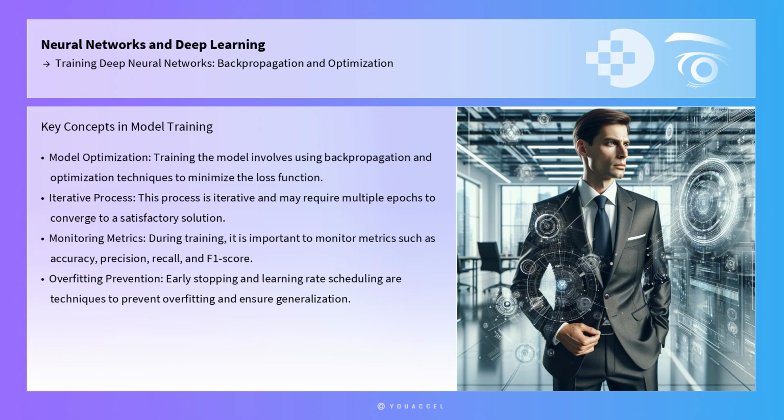Training the model involves using backpropagation and optimization techniques to minimize the loss function. This process is iterative and may require multiple epochs to converge to a satisfactory solution. During training, it is important to monitor metrics such as accuracy, precision, recall, and F1 score to ensure that the model is learning effectively. Early stopping and learning rate scheduling are techniques that can be employed to prevent overfitting and ensure that the model generalizes well to unseen data.